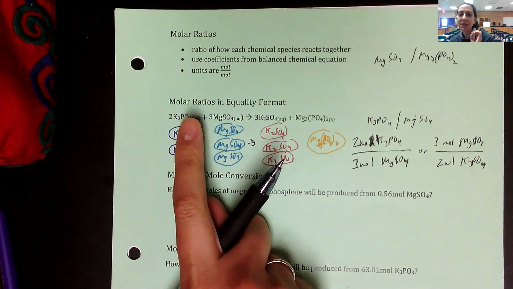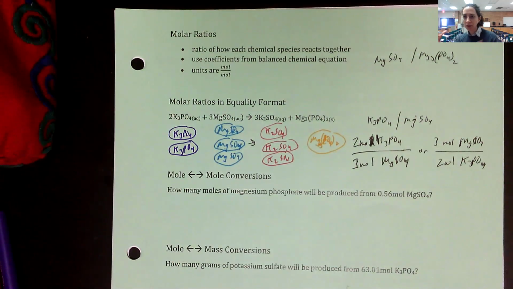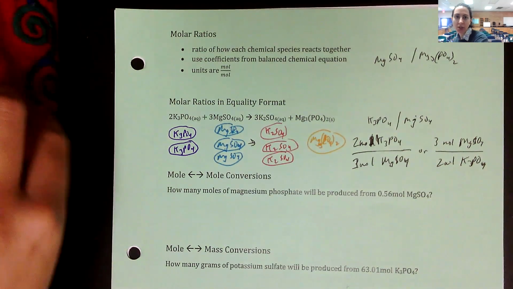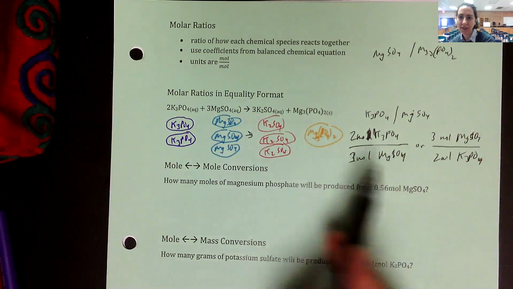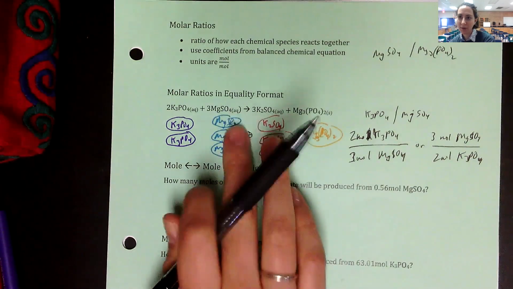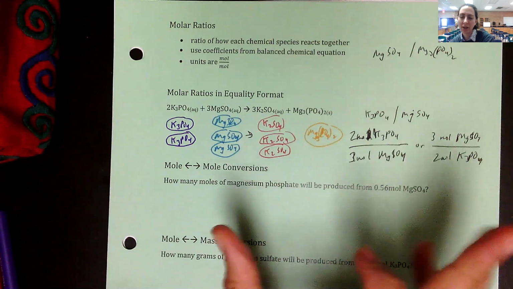Molar ratios are specific to the equation. So you don't have a molar ratio unless there is a balanced chemical reaction, and it is extremely specific to that reaction. Every time we have a new reaction, we're going to have new molar ratios, pardon me. So that's something to keep in mind with this. They all come from these coefficients. This is the reason that we balance chemical equations. Well, one of them, so we can actually compare.